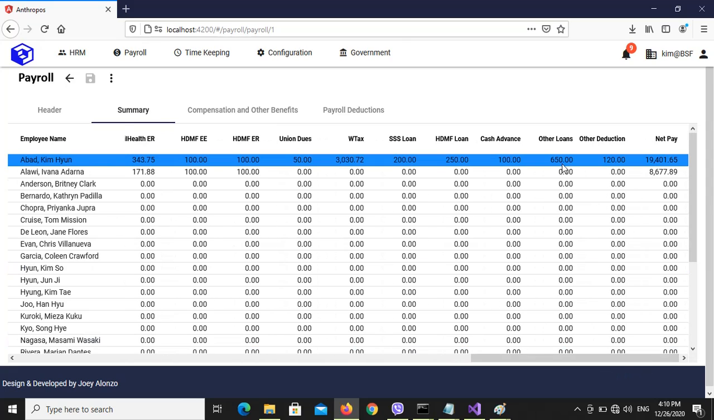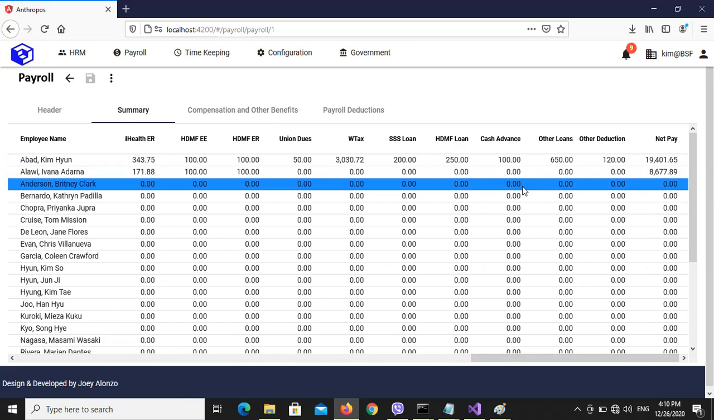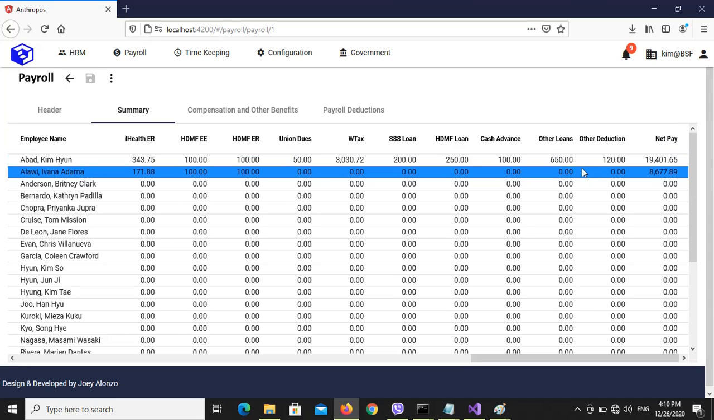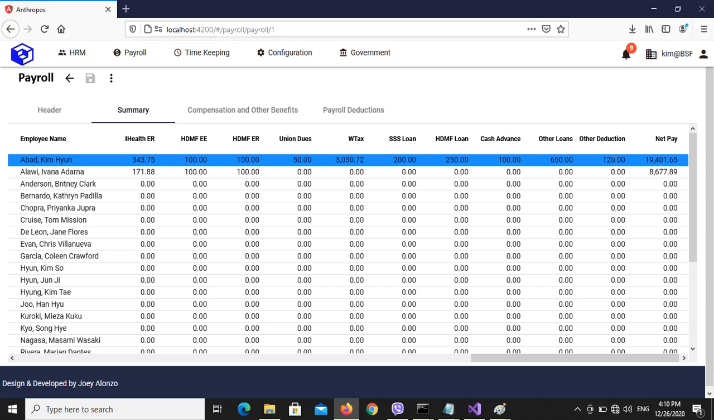So as I said when I discussed about the deduction type, depending on the loan type, it will come here, whether it is SSS loan, Pag-ibig, or cash advance, or other loan. If the loan type is blank, it will go to other deduction. Okay, so that's how easy it is to calculate other deduction and loans in HR Tech Payroll.